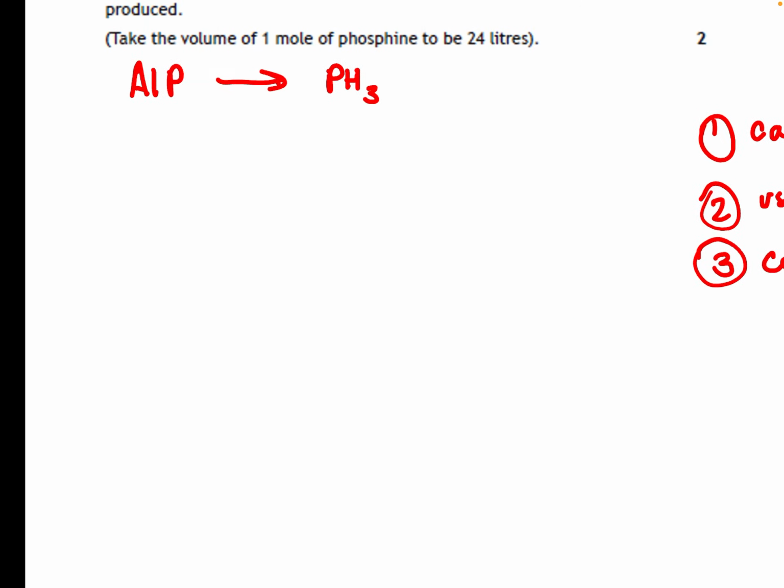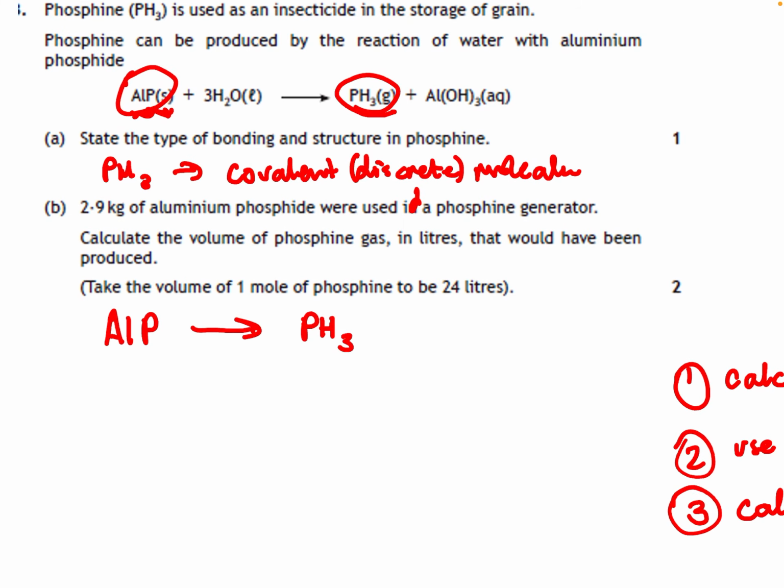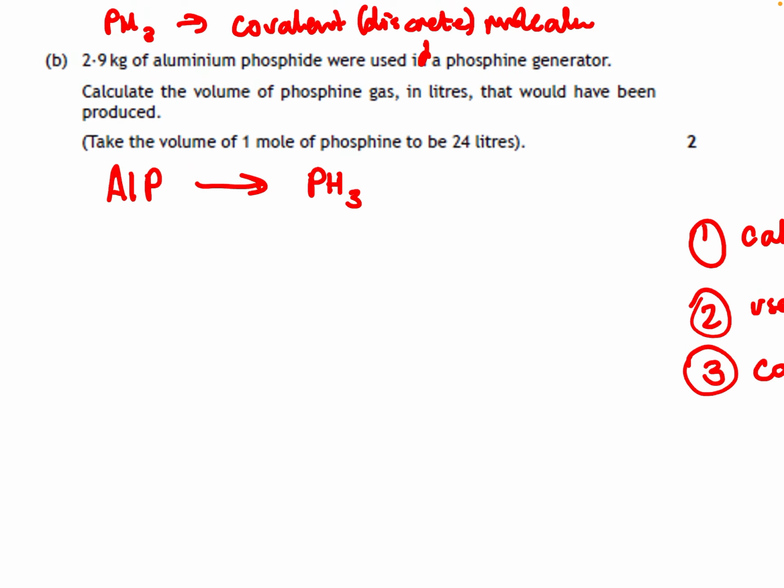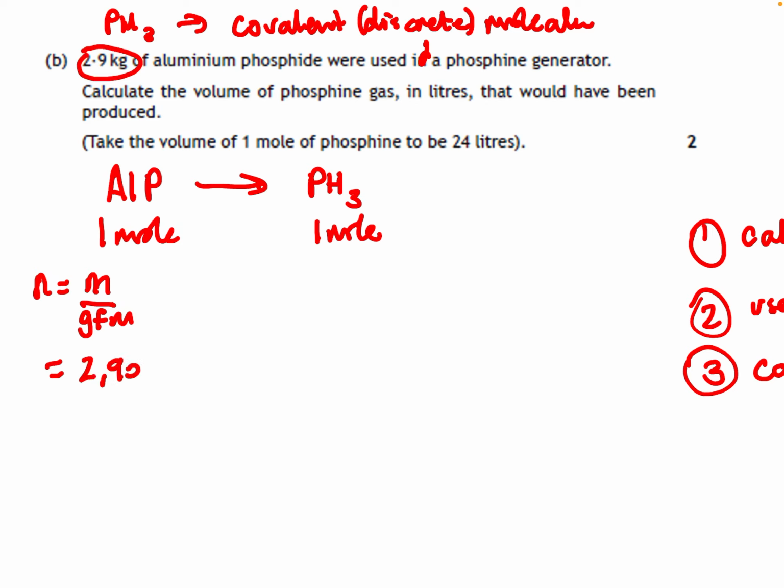So let's go back to this. I'm going to zoom in a wee bit so it's easier to see. I think that's as far as it's going to go. 1 mole to 1 mole. We're going to work out the number of moles here, which is n equals mass over GFM. If you'd worked out the GFM, it's going to be 58, and 2.9 kilograms is used. Let's change that into grams by times by 1,000. 2,900 divided by 58 will give you 50 moles.